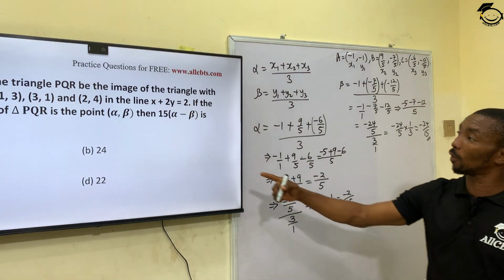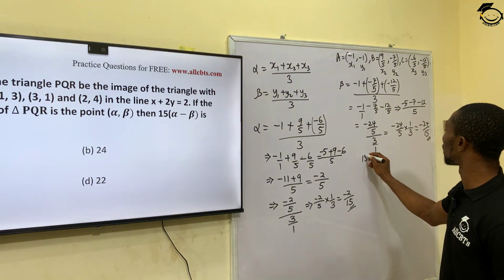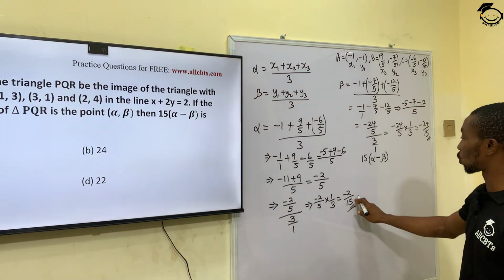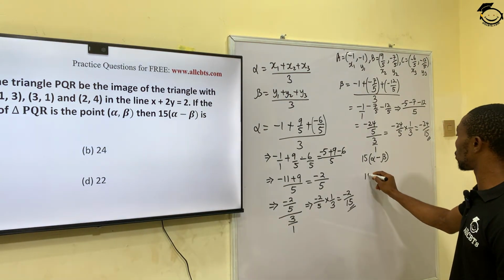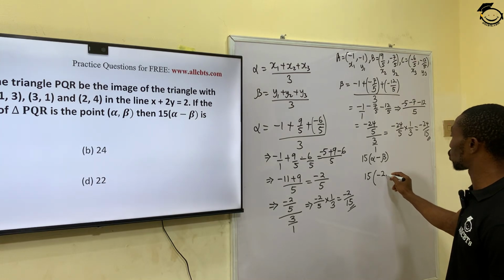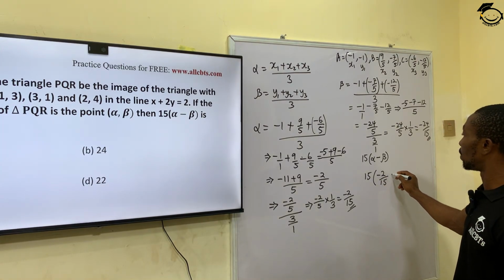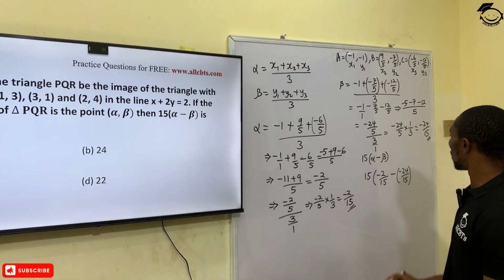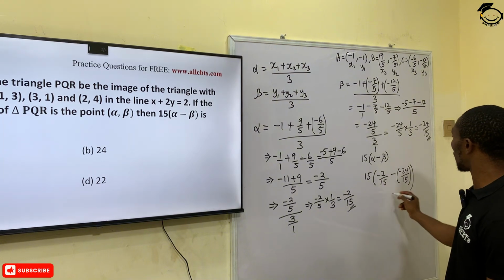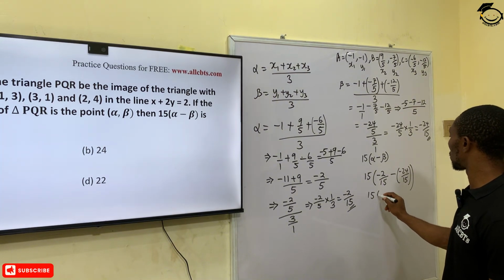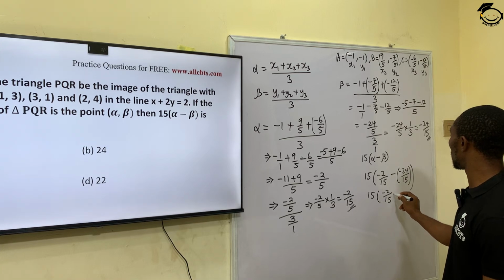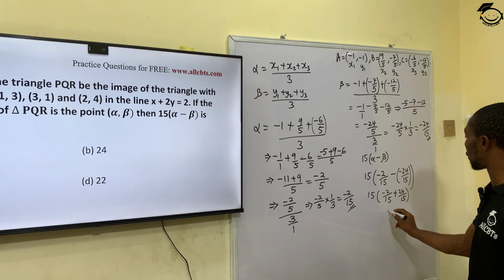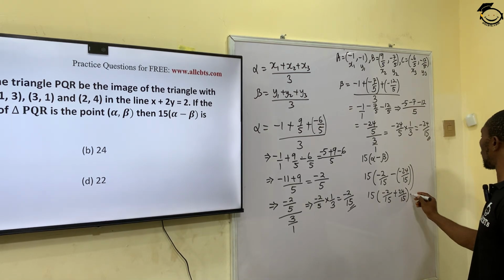Now, looking for 15 bracket alpha minus beta, our alpha is 2 over 15. This becomes 15 bracket minus 2 over 15 minus minus 24 over 15. All right, so this we would have as 15 times minus 2 over 15 plus 24 over 15. The LCM here is 15.